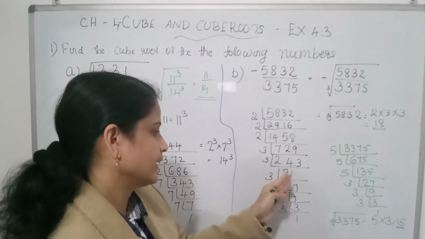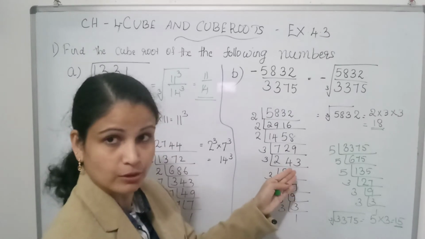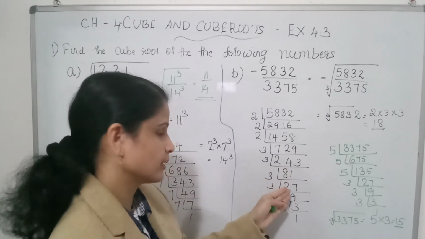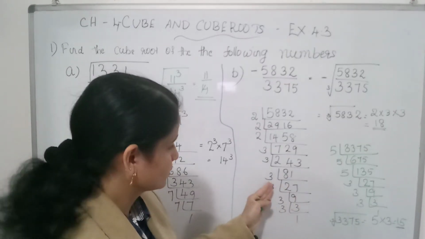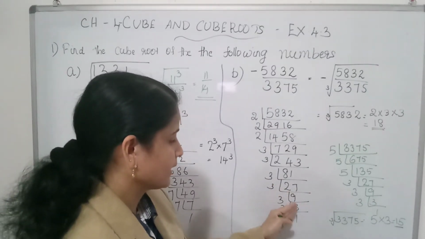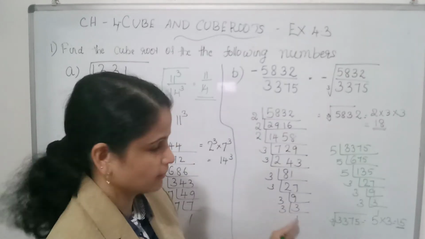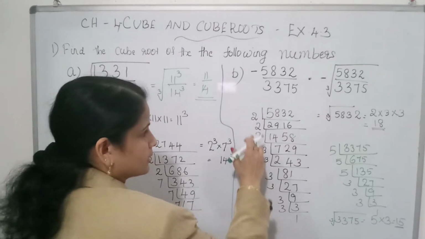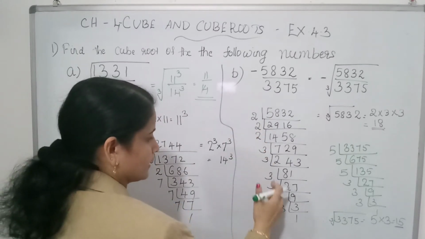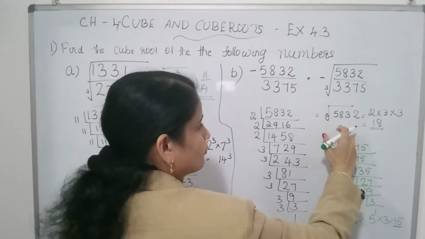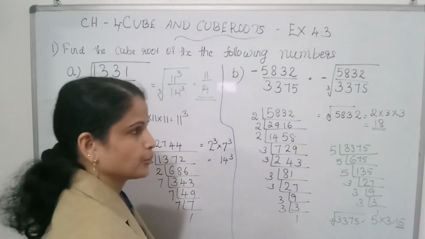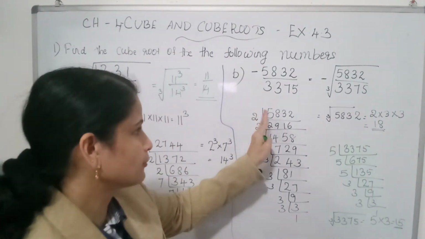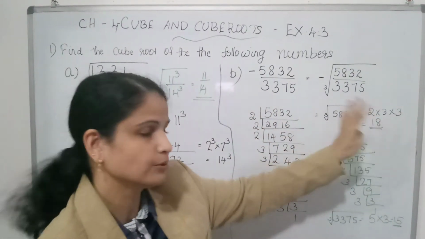You will get 81. 81 also is a multiple of 3, so you divide this by 3, you will get 27, and 27 you know is 3 cube. So again by 3 you will get 9, again by 3 you will get 3, and again by 3 you will get 1. So 5832 is equal to 2 into 2 into 2, 3 into 3 into 3, and 3 into 3 into 3. So the cube root of 5832 is equal to 2 into 3 into 3. So it's equal to 18.